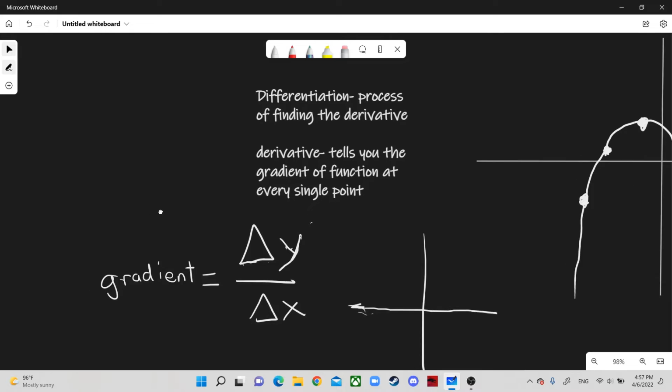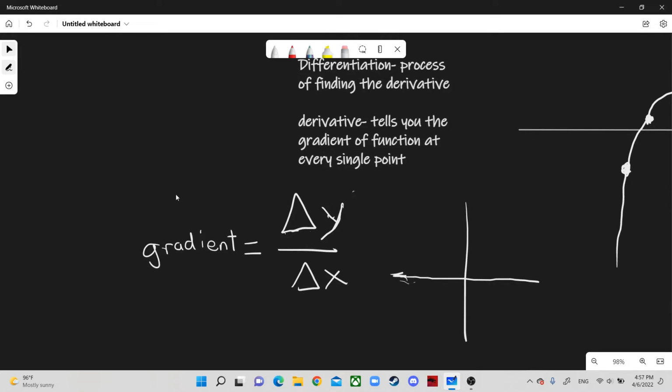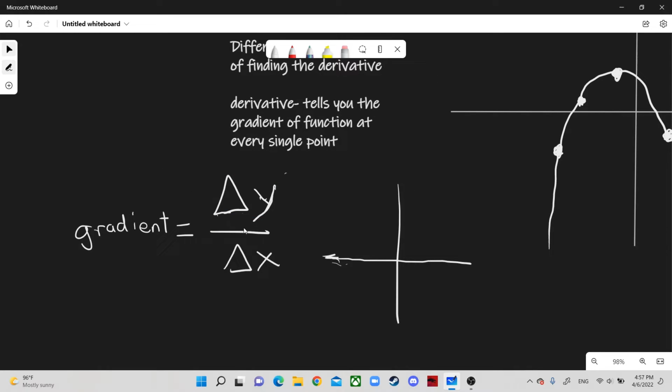So, why is it useful to find the gradient? Well, we know what gradient is, right? For a straight line, gradient is rise over run, or delta y over delta x. Okay? So why is it useful to find the gradient? Well, if we have a big gradient, that means the line is steep. It's going to look something like this.